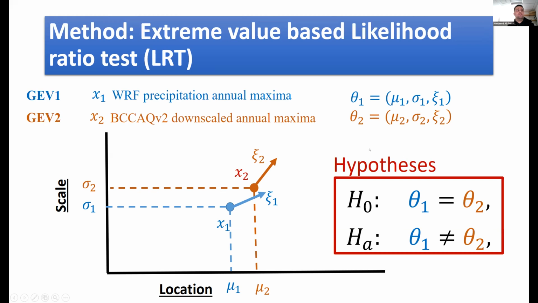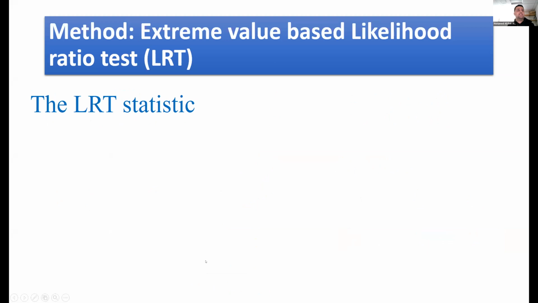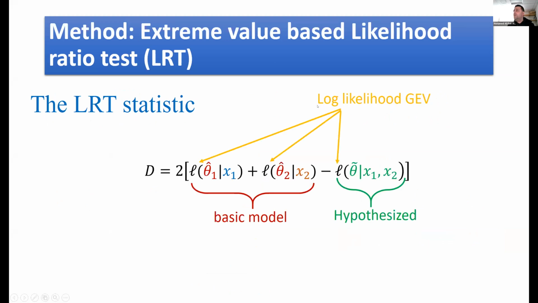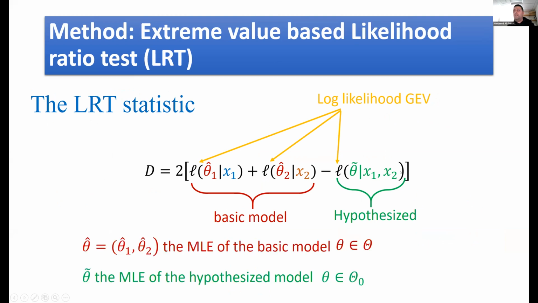So here in our hypothesis, the null hypothesis H0 is that θ1 equals θ2, against the alternative hypothesis that θ1 is different than θ2. And to do that, we're going to use the extreme value-based likelihood ratio statistic. This statistic compares the log likelihood of the GEV models using the basic model under the assumption that X1 and X2 may exhibit different skeletons of extremes. However, we compare this with the hypothesized likelihood obtained by fitting the MLE to the combined dataset under H0 being true.